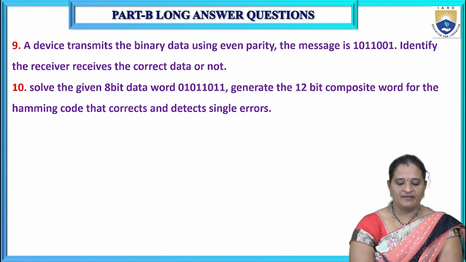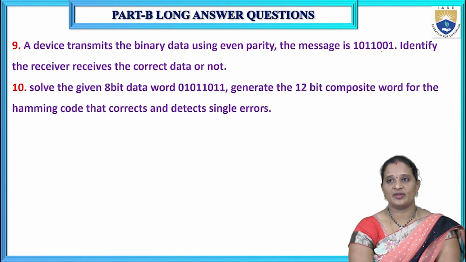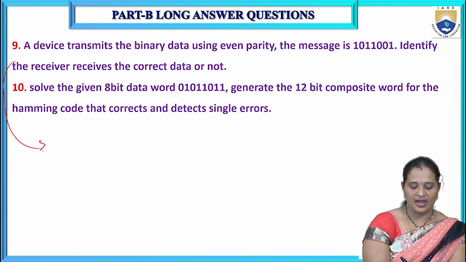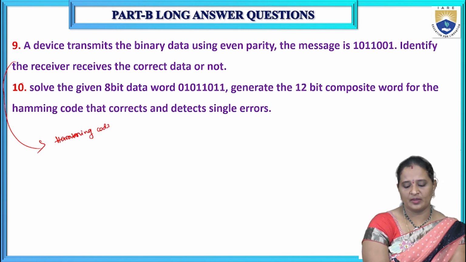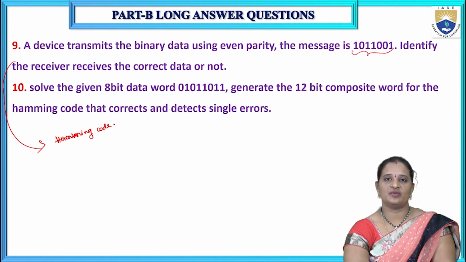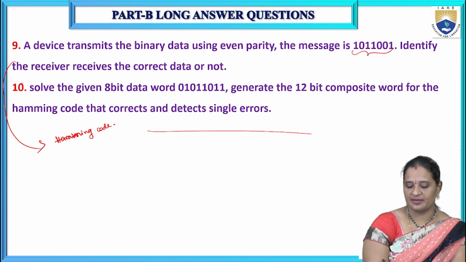Now, a device that transmits binary data using even parity. The message is 1011001. Identify whether the receiver receives the correct code or not. So this we can do by using the Hamming code algorithm. Here the message transmitted is given and we need to find out whether there is an error or not. So again we need to construct the same table.